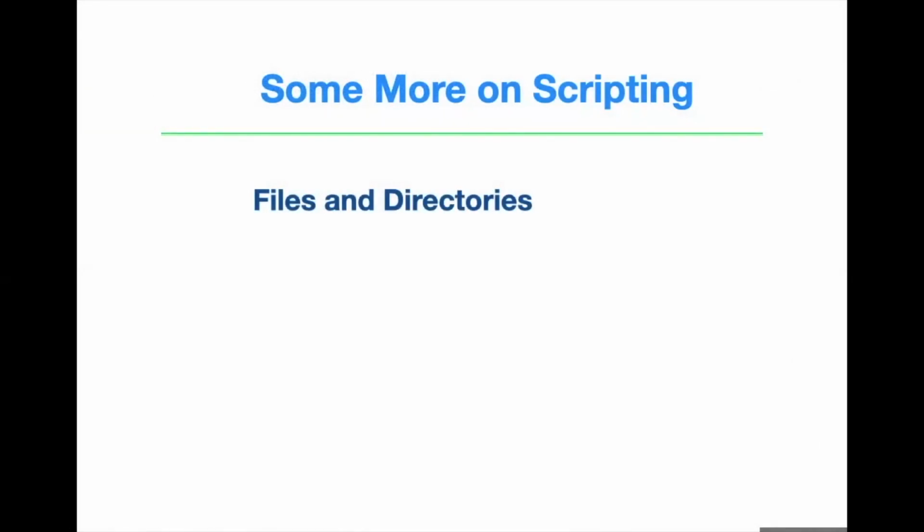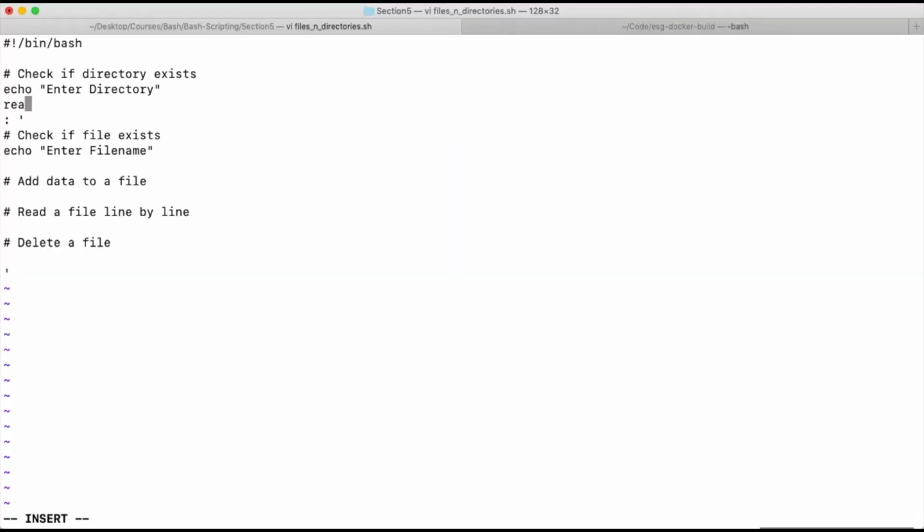Files and directories. In this section, we'll see how we can create directories and files in Bash scripting and check whether the file or directory exists or not. Also, we'll see how we can read a file, append some data to it, and write a file in shell. Let's get started. Echo enter directory, read dir.